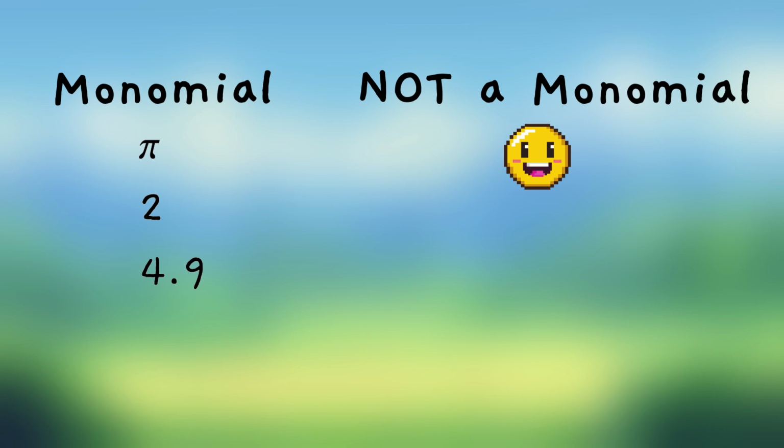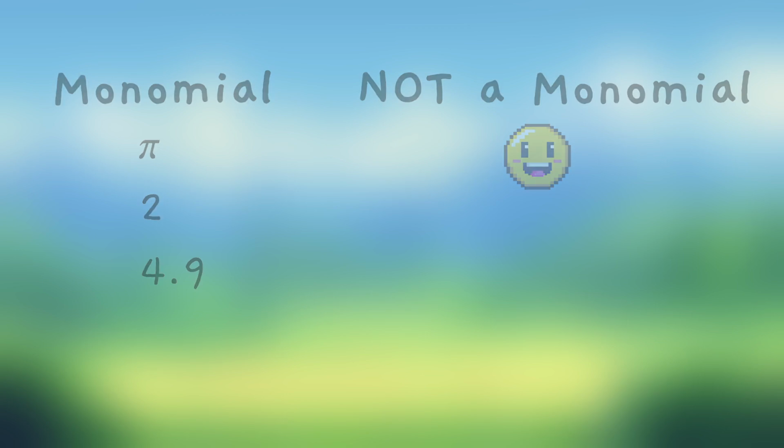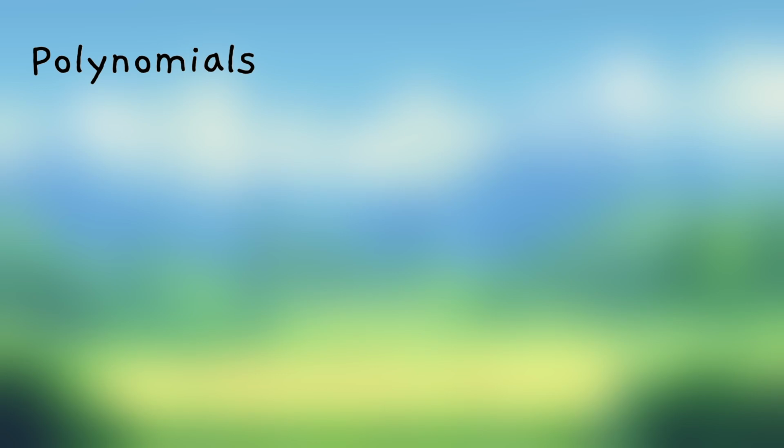Now that we know what a monomial is, let's start to see some examples of polynomials. We'll start with 2x cubed minus 5x plus 1. This has three monomials combined together. 2x cubed, negative 5x, and plus 1. 2x cubed is a monomial because we have a number times a variable to a positive integer power.